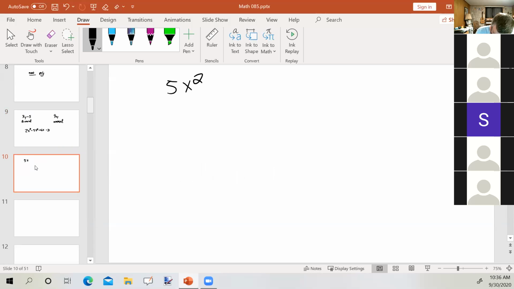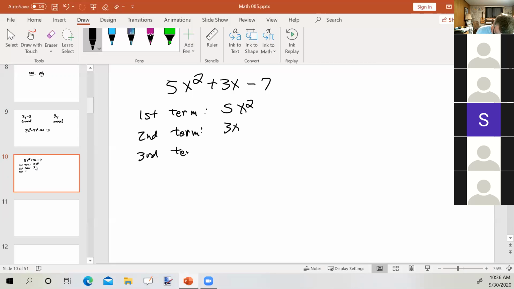Now, 5x squared plus 3x minus 7. This is a trinomial. It has 3 terms. Terms are separated by addition or subtraction signs. The first term is 5x squared. The second term is 3x, and the third term is negative 7. Any questions about that?